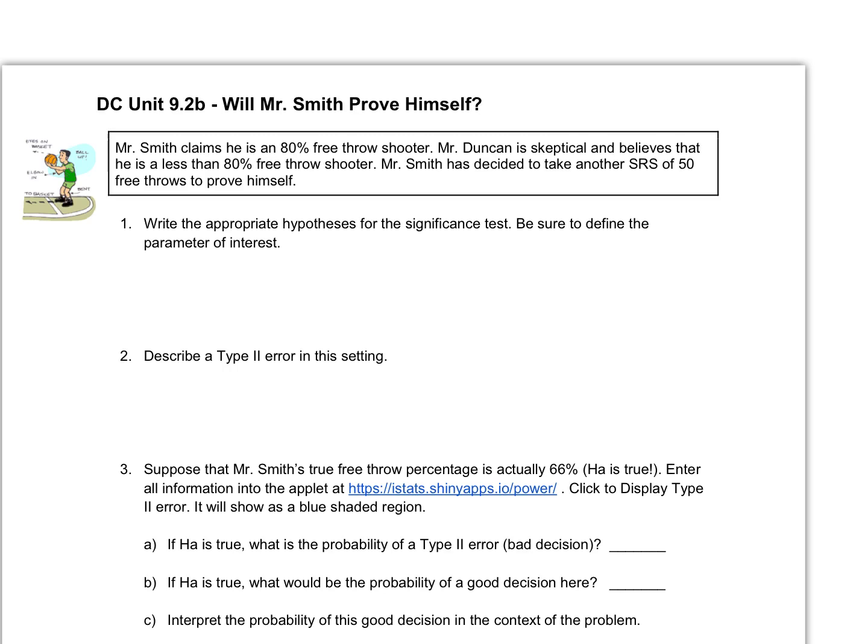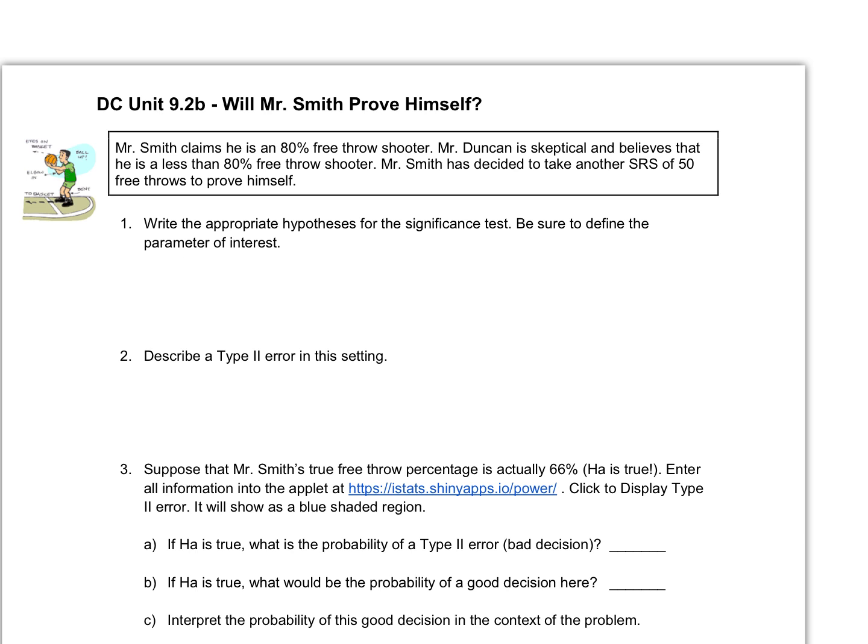Mr. Smith claims that he's an 80% free throw shooter. Mr. Duncan, skeptical, believes that he's less than 80%. Smith has decided to take another sample of 50 free throws to prove himself. Great, awesome. Okay, so this is all kind of review of what we were doing last week. Write an appropriate hypothesis for the significance test.